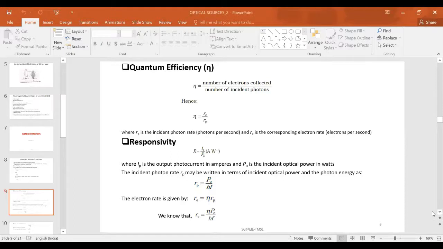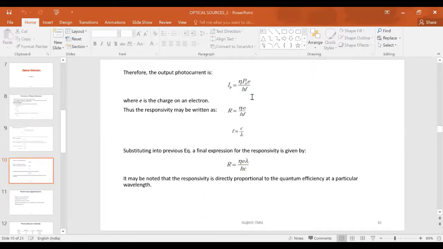And the output photocurrent from that position we can find as IP, which is equivalent to eta P0 e by hf, where e is the charge of an electron. Now from this equation, again, the responsivity can be written like this, and substituting this value in the equation here, we can find the final expression for the responsivity, given by this equation. So the responsivity is directly proportional to the quantum efficiency at a particular wavelength. From this equation we can conclude that.